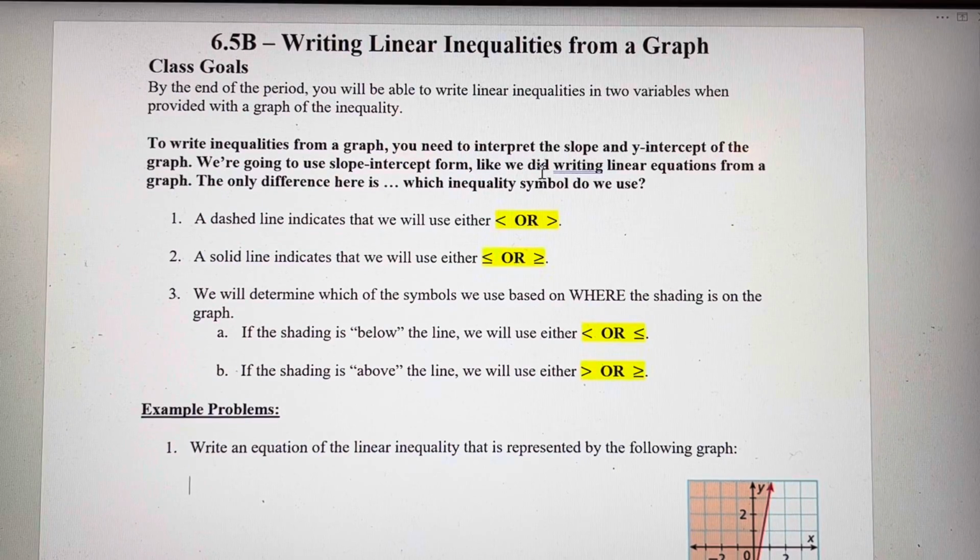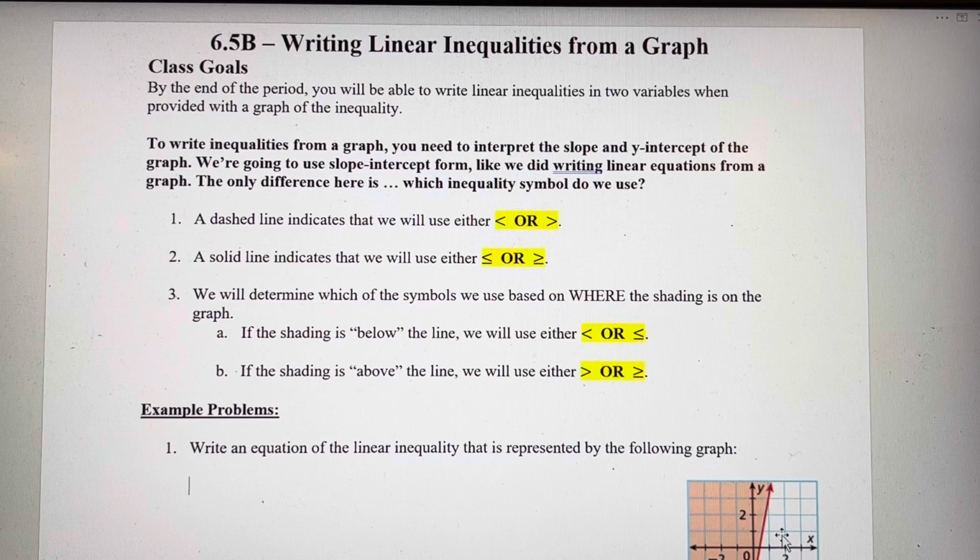All right, so in this video, we're going to be writing linear inequalities when we're given a graph, okay? So we're going to go back and think about when we were writing equations, all right? And we're going to focus totally on slope-intercept form. We're not going to deal with point-slope form here, okay? When we're given a graph, we should be able to determine the y-intercept. We should be able to determine the slope. So writing the equations will be pretty easy. And then we're going to finalize the inequality by switching the equal sign to whichever inequality symbol we need, okay?